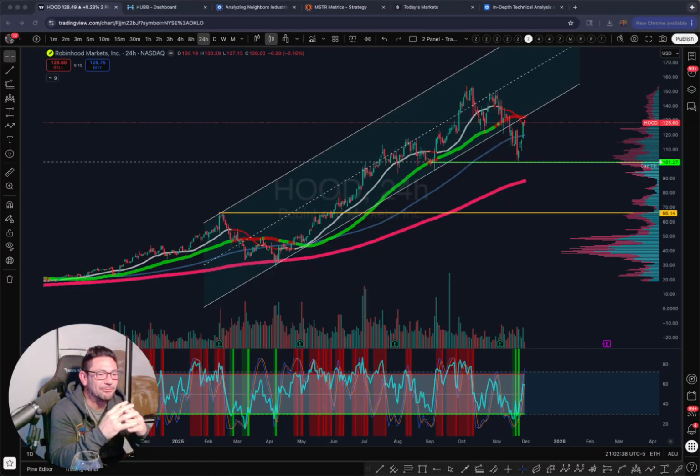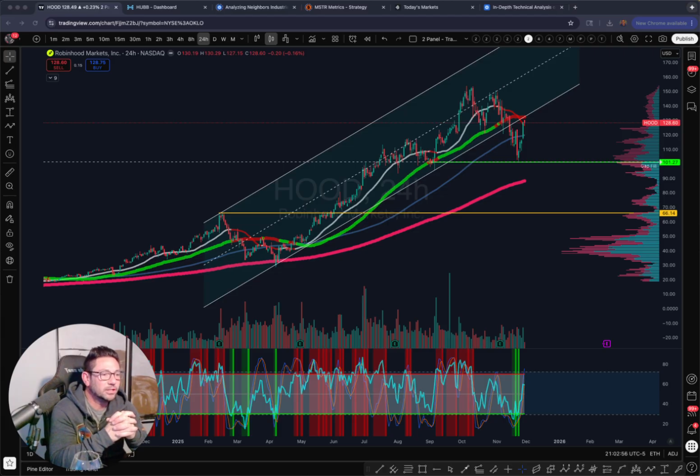Today we're going to look at Robinhood. Ticker symbol is HOOD, and we're going to do something interesting. I'm going to break down both the bull case and the bear case for Robinhood because I'm actually getting some conflicting information in the charts on this. So why not look at both sides of the coin here?